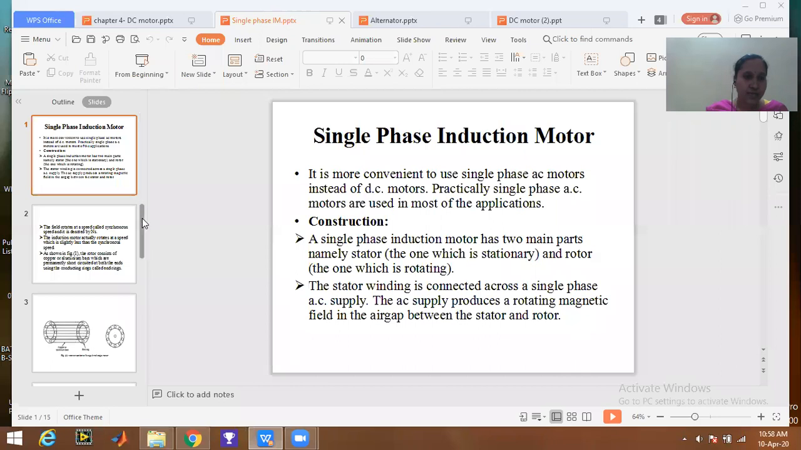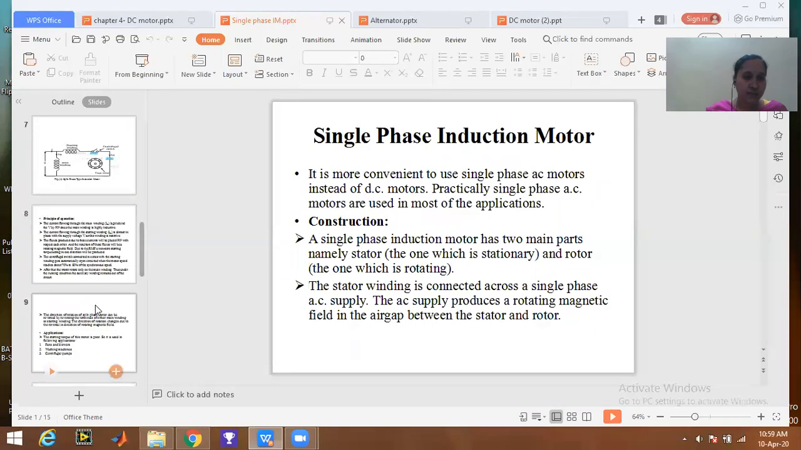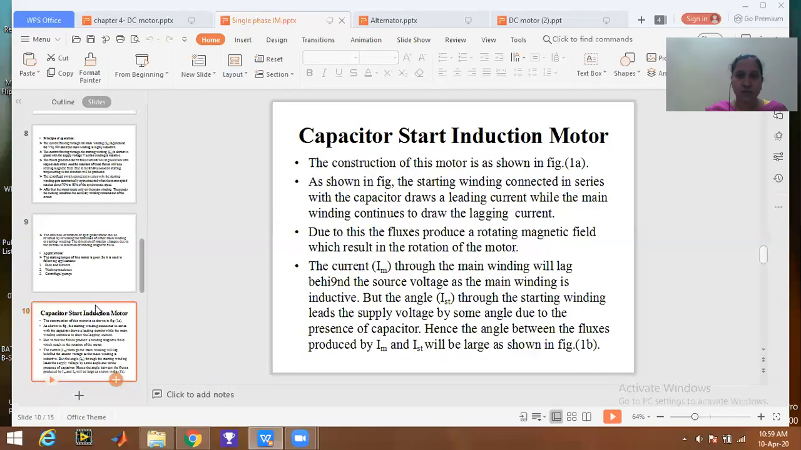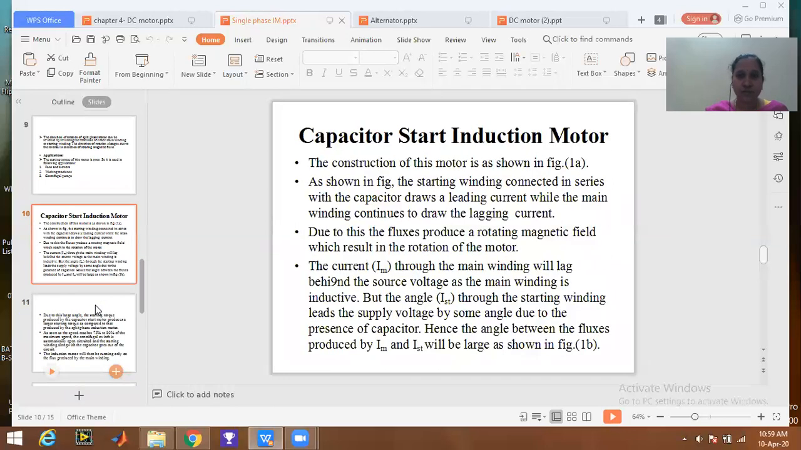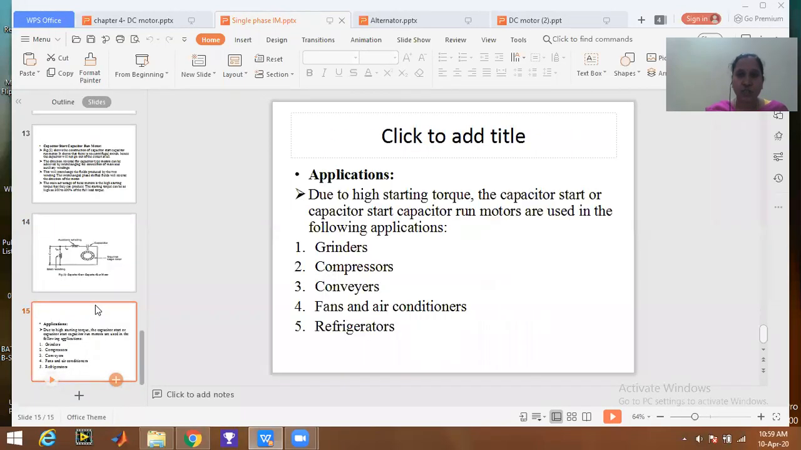So that is regarding the induction motor types. Okay, this is regarding the induction motors. Let us go to the next topic, that is the alternator.